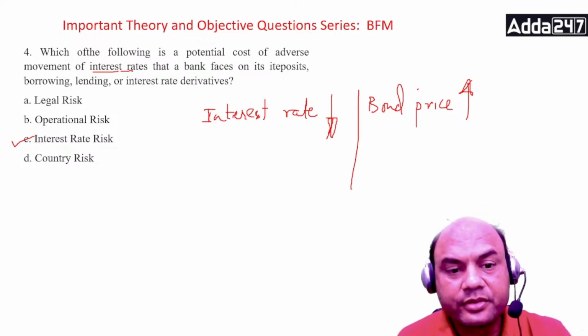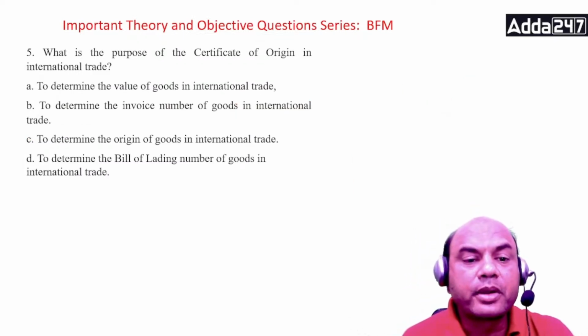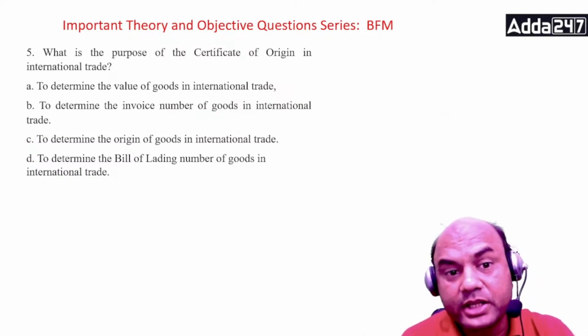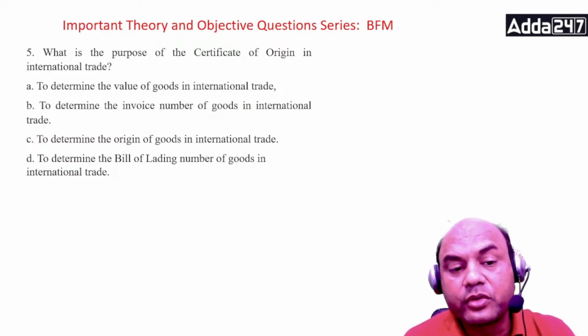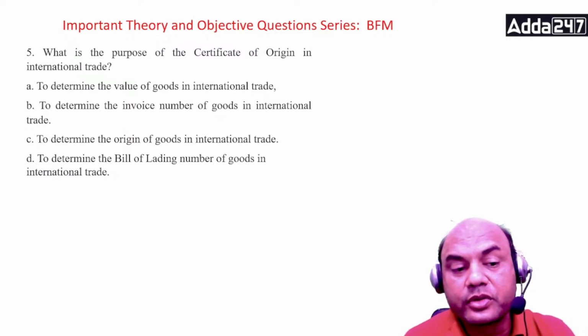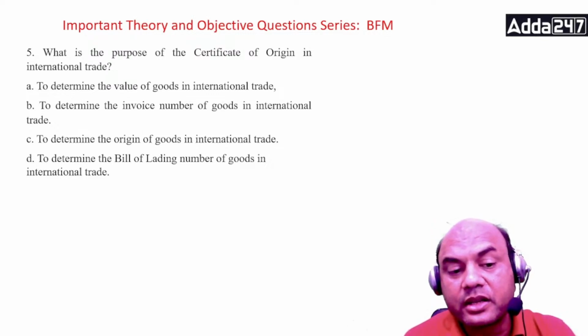Chalo, next one. What is the purpose of certificate of origin in international trade? What did I say? There are difficult questions coming up. Why is COO used? To determine the value of the goods in international trade. To determine the invoice numbers of the goods in international trade. To determine the origin of goods in international trade. To determine the bill of lading number of the goods in international trade.